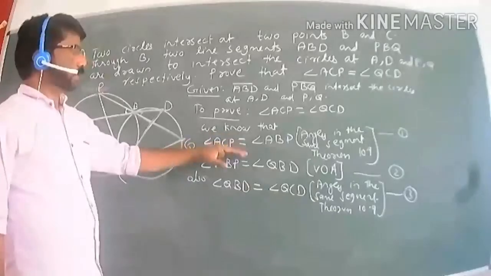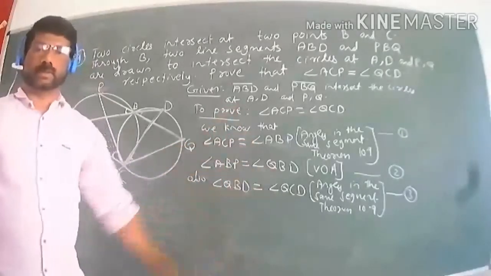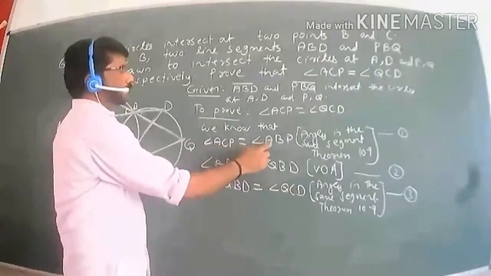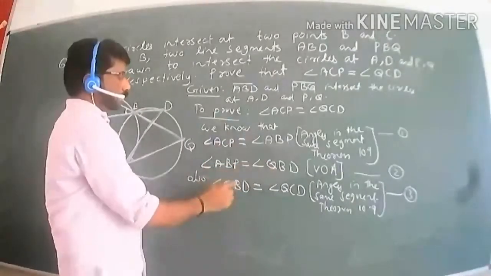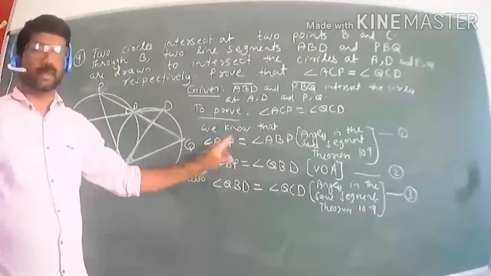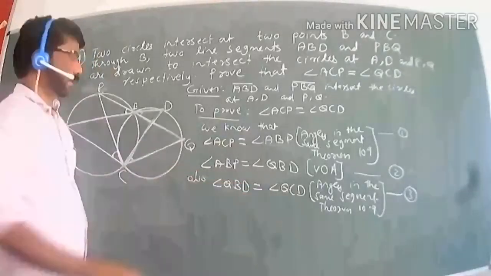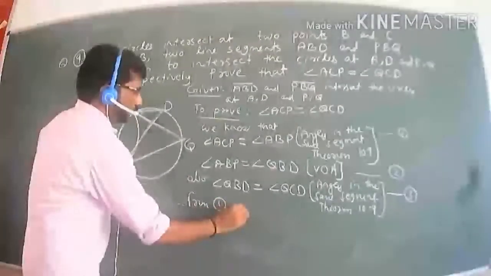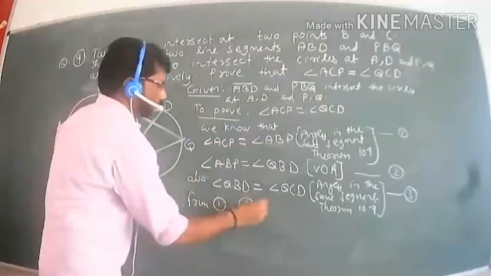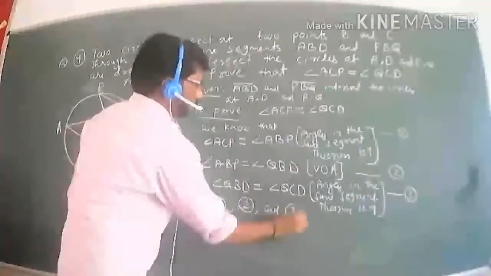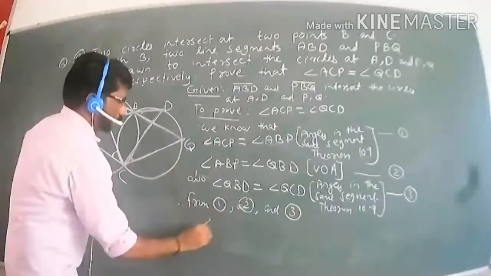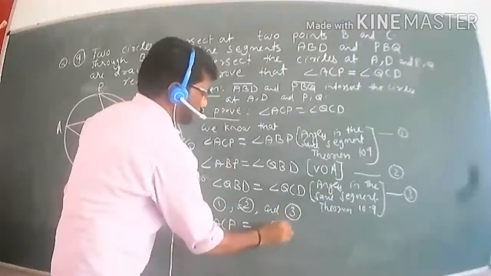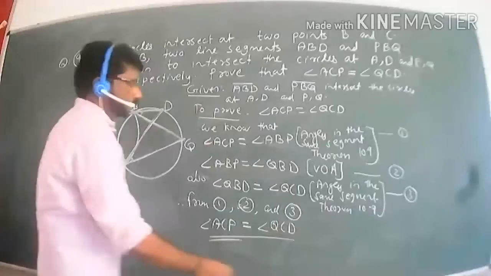So comparing 1, 2 and 3, there are three equations. If A is equal to B, B is equal to C, C is equal to D, then we can say that A and D are also equal. Therefore, from equation number 1, equation number 2 and equation number 3, we can say that angle ACP is equal to angle QCD. Hence proved.